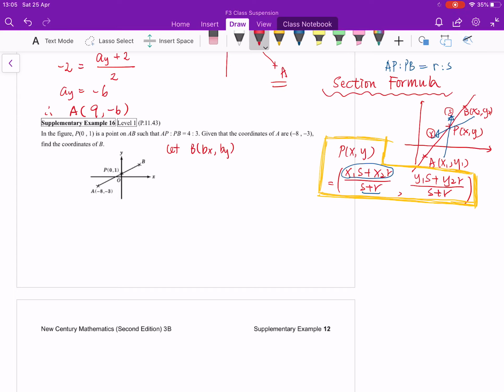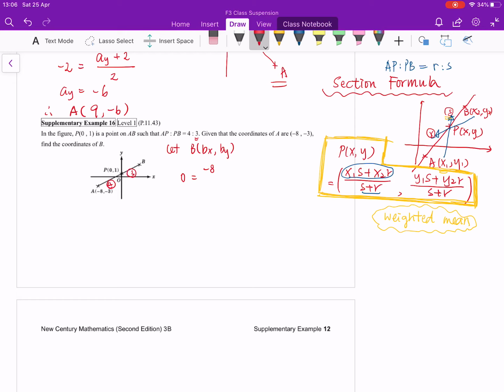X coordinates first. The x coordinate of the point of division equals, this one actually is similar to weighted mean, but be careful. When you are calculating the weighted mean, remember you have to multiply the x coordinates with the ratio, the weight at the opposite side. So here, come back, what is A? Yes, -8, multiplied by the ratio 3, because on your figure this is 4 to 3.